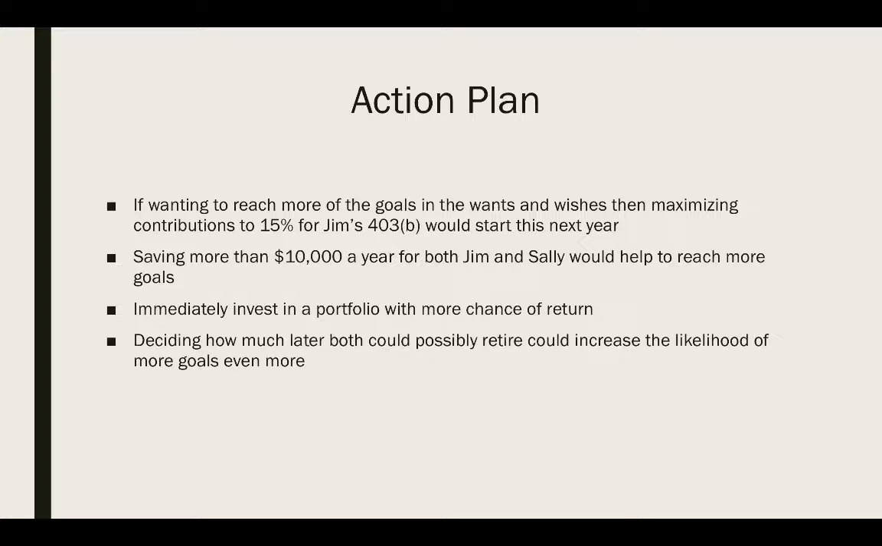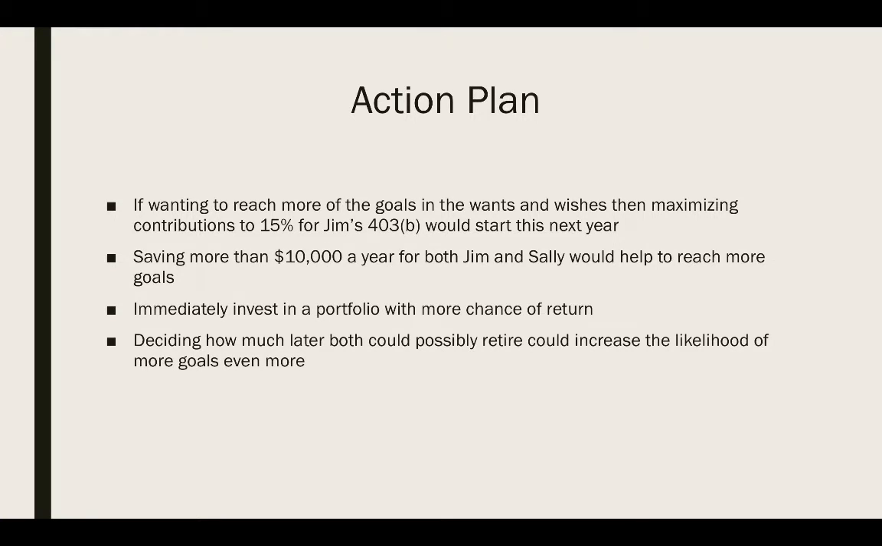So an action plan is if they're wanting to reach more of their goals and wishes that they aren't able to, they could contribute to the maximum of 15% for Jim's 403B. They could even save more throughout the next year for both Jim and Sally, more than the $10,000 that they talked about would be their maximum. Maybe they could save more. Maybe they could find a place to do that. Immediately investing in a portfolio with more chance of return, we talked about that earlier, and deciding how much later both of them could possibly retire. If they decide to retire even later, that could help them even more.